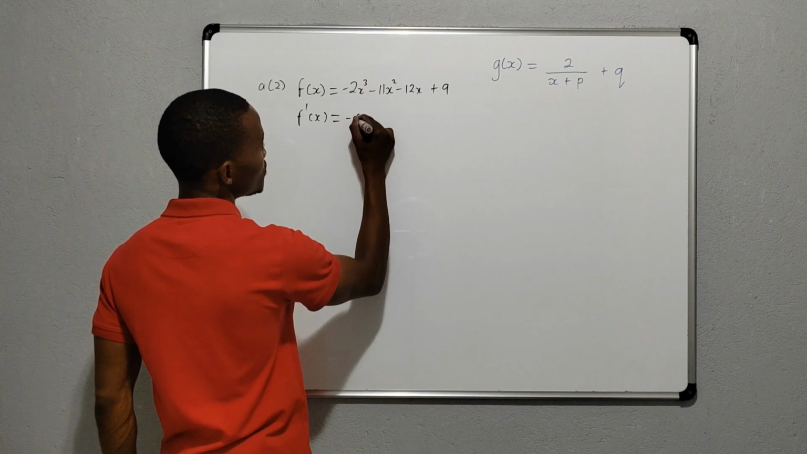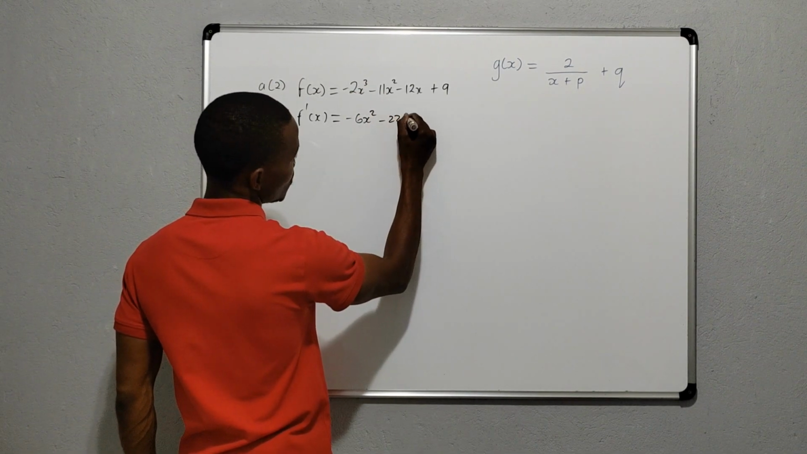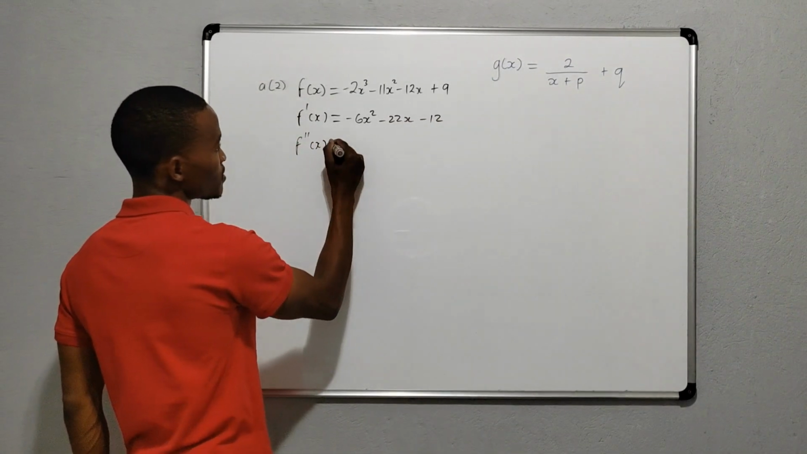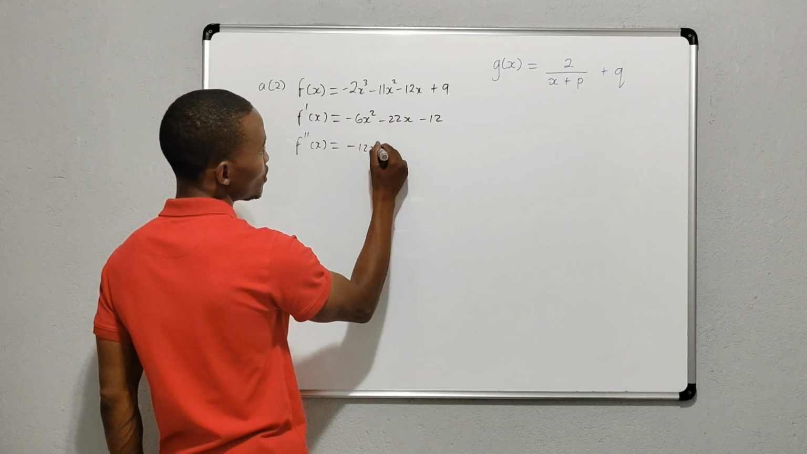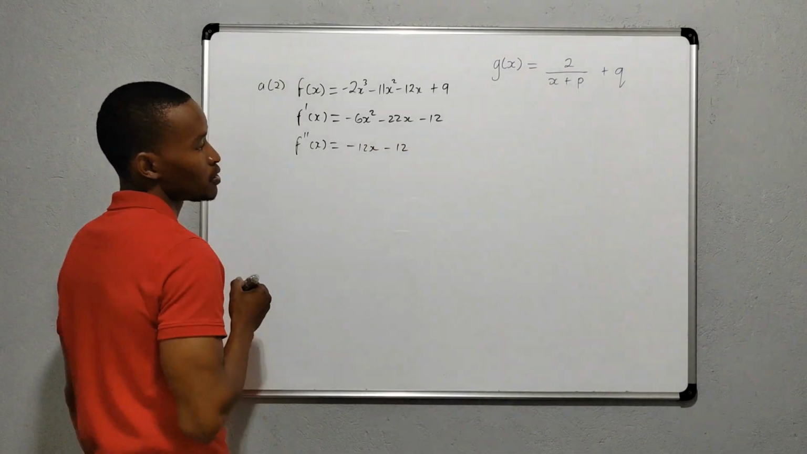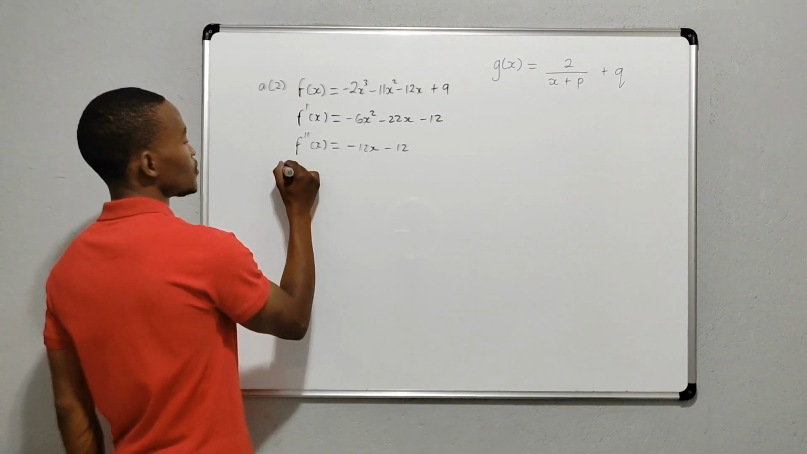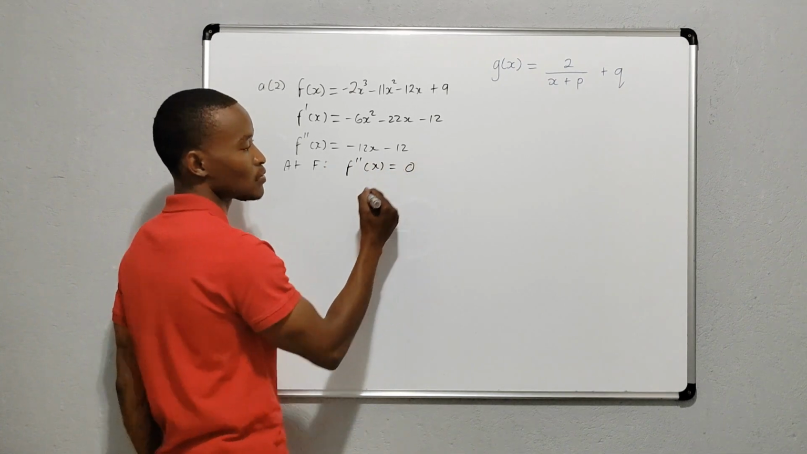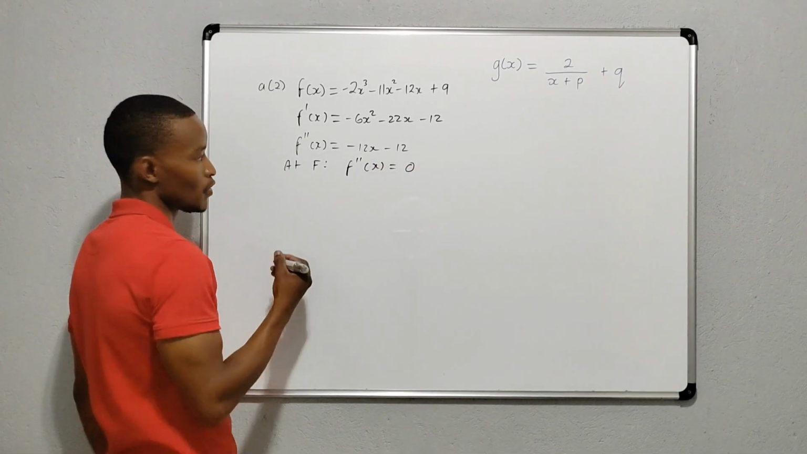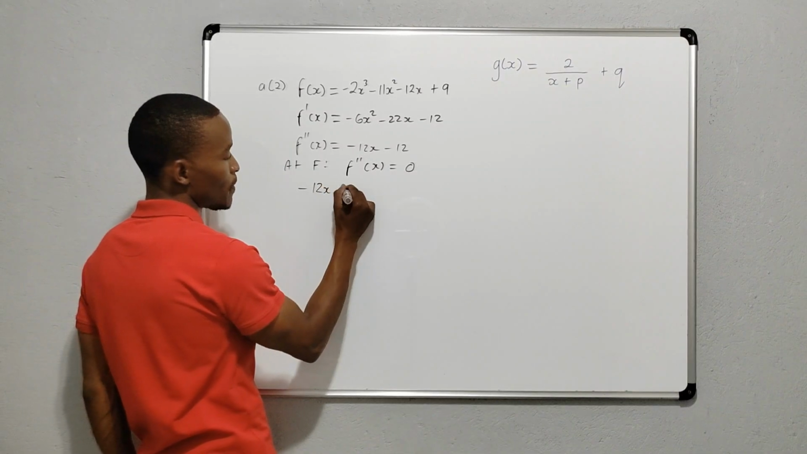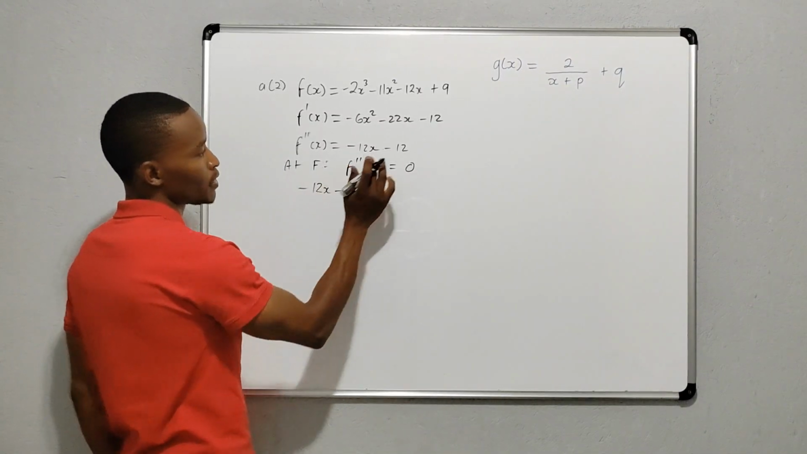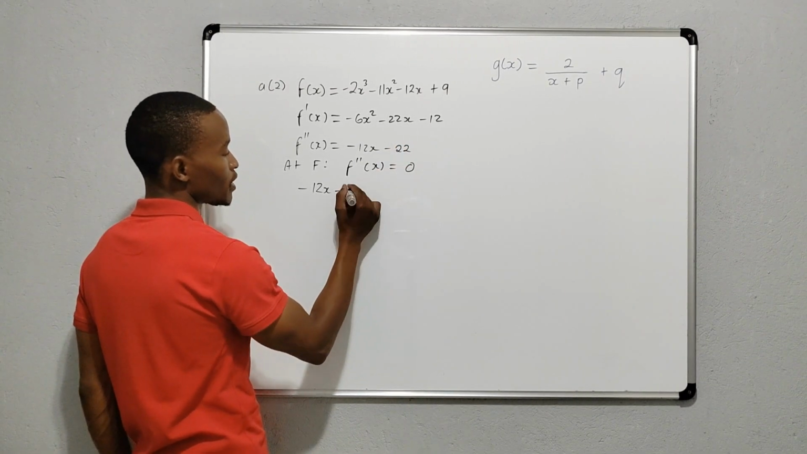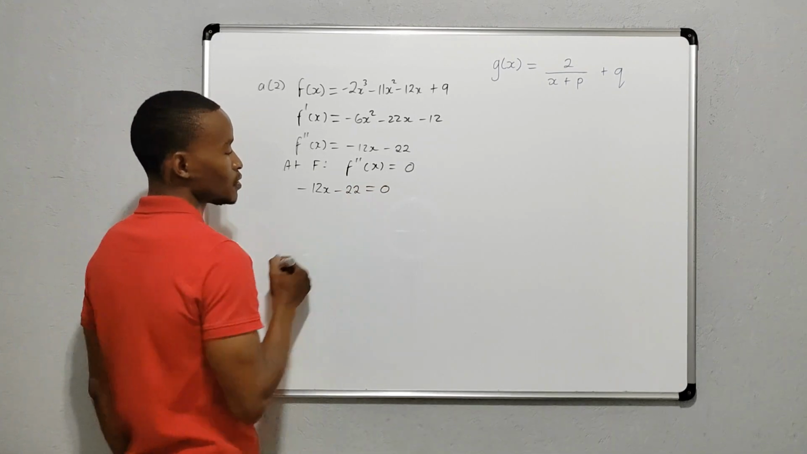3 times negative 2, negative 6x squared, minus 22x minus 12. Okay? F double prime of x is negative 12x minus 22. Right? So at f, what do we know? F double prime of x is equal to 0. Okay, point of inflection, negative 12x minus, this must be 22. Okay, let us just correct that, is equal to 0.